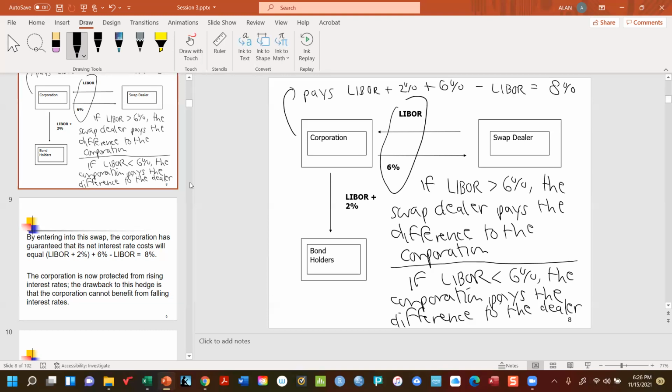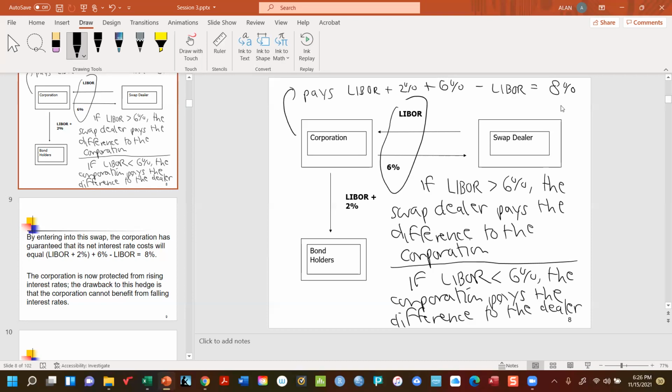You've locked in an 8% rate of interest. Now, it's possible that if LIBOR goes up, they'll be very pleased. But if LIBOR goes down, it means they could have saved a little interest, but they don't care because think of this as an insurance policy. It's like when you buy insurance and you never use it, you figure, well, I had to have it. So 8% is what they're locking in.